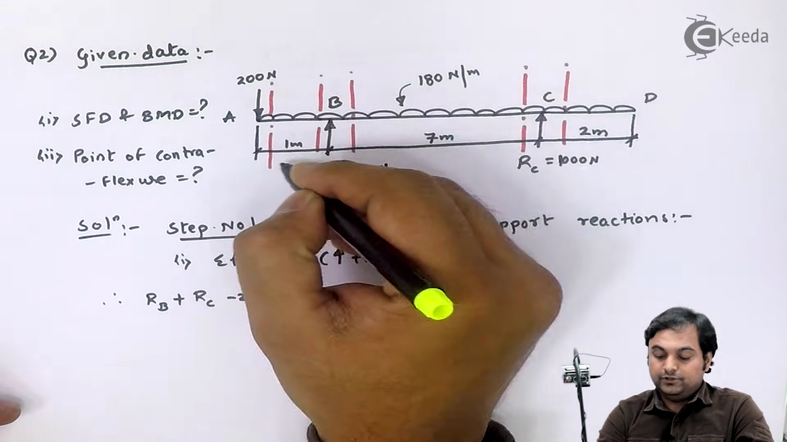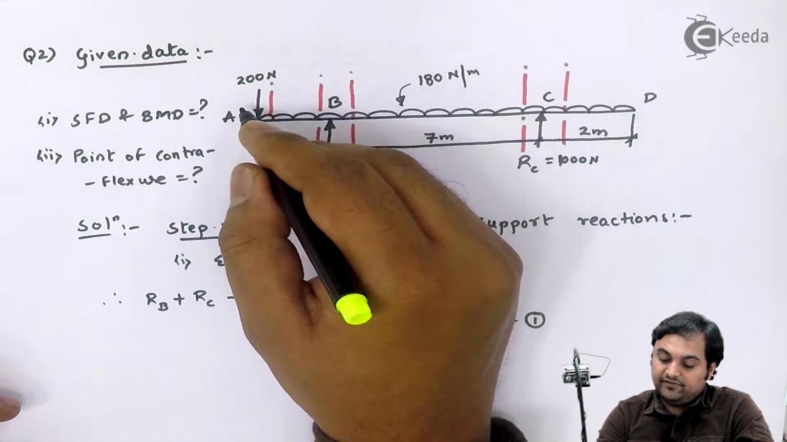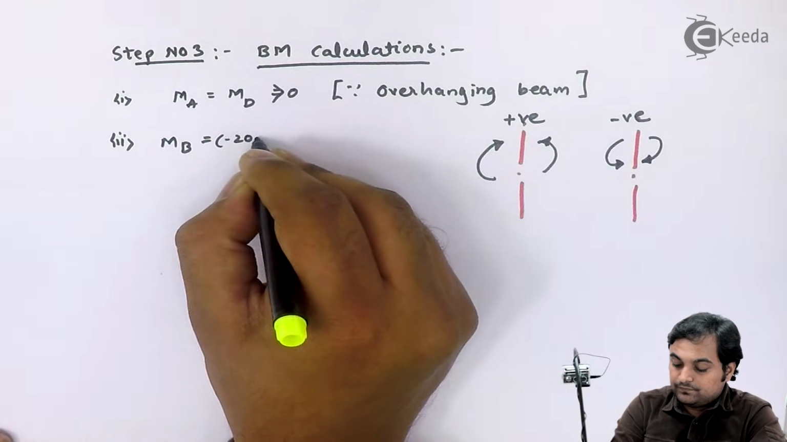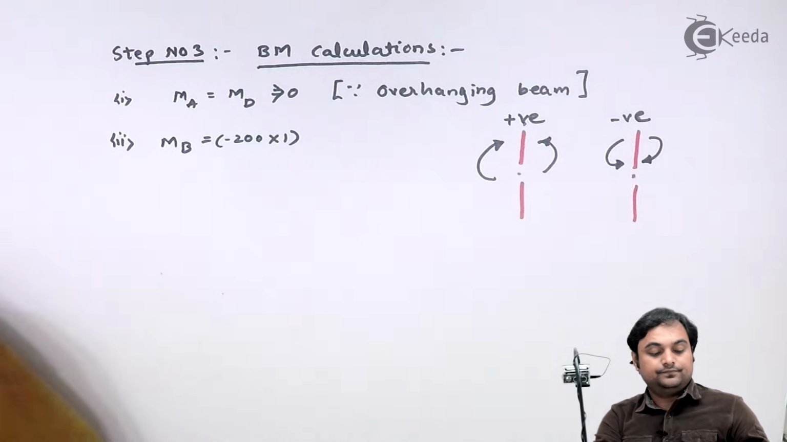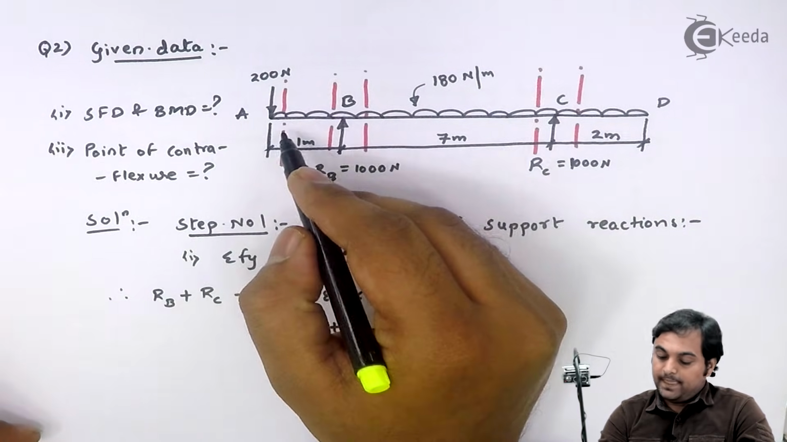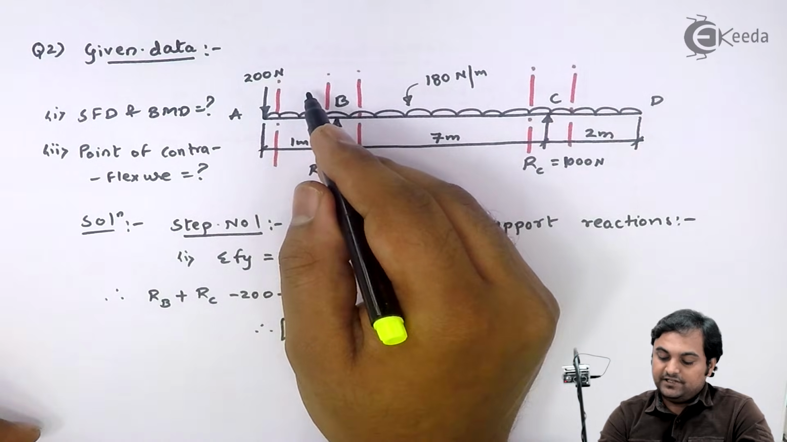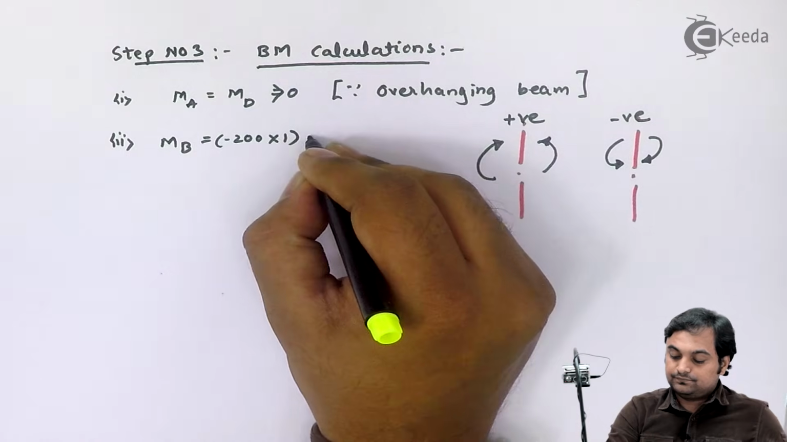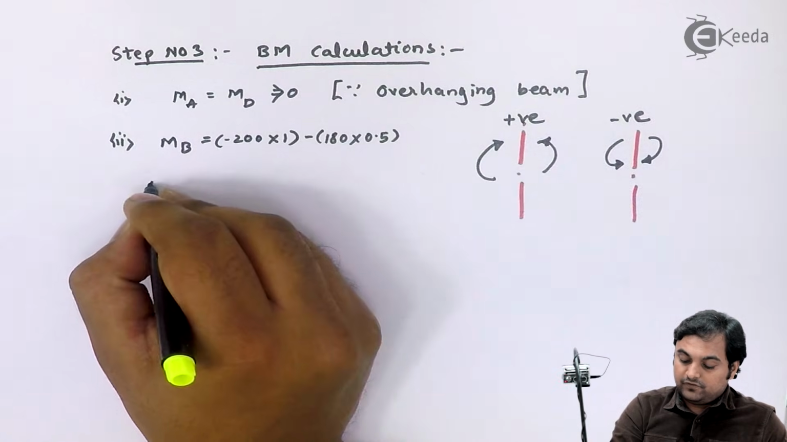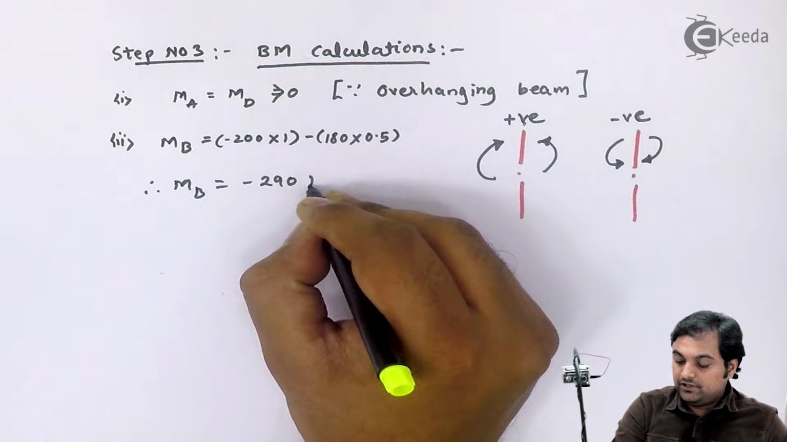here I have 200 into 1. So my section is at B, and to the left of B I have anti-clockwise moment. So it has to be negative. So minus 200 into 1. Then I have 180 into 1, and that would be acting at half and producing again anti-clockwise moment. So it is minus 180 into 0.5. So moment at B, it comes out to be minus 290 kilonewton meter.